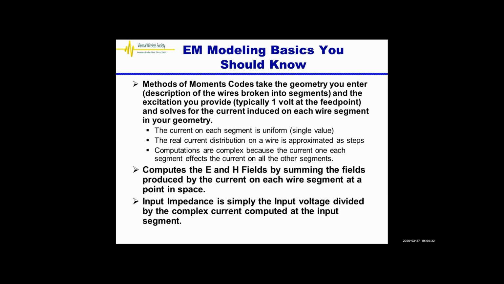The computations are a little complex because the current on one element affects all the current on the other elements, back and forth. For the output, we get the E and H fields by summing the fields produced by the current on each wire segment at a point in space. We get our input impedance by taking the input voltage you provided, typically 1 volt, and it computes the complex current at that point. You do the math and you have your input impedance.